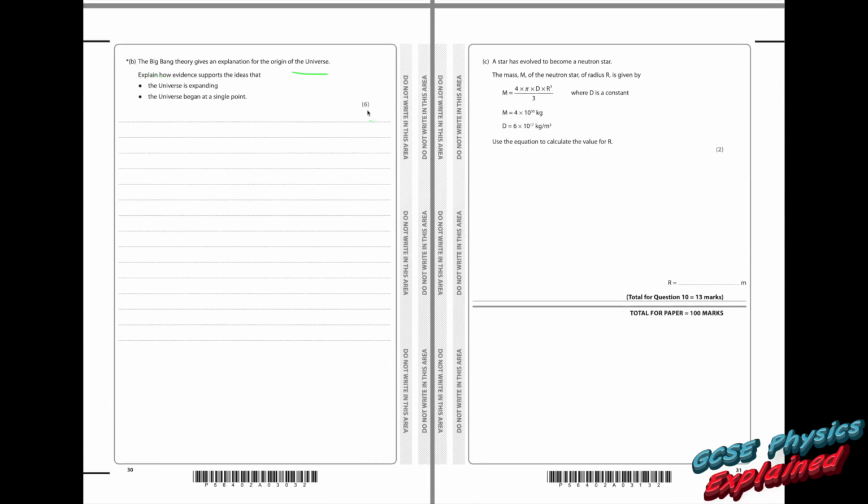Part B. Oof, another 6 marker. So we're just coming up to the end of the paper and we think we've got away with it. And then we've got another 6 marker. The Big Bang Theory gives an explanation for the origin of the universe. Explain how evidence supports the ideas that the universe is expanding and the universe began at a single point.